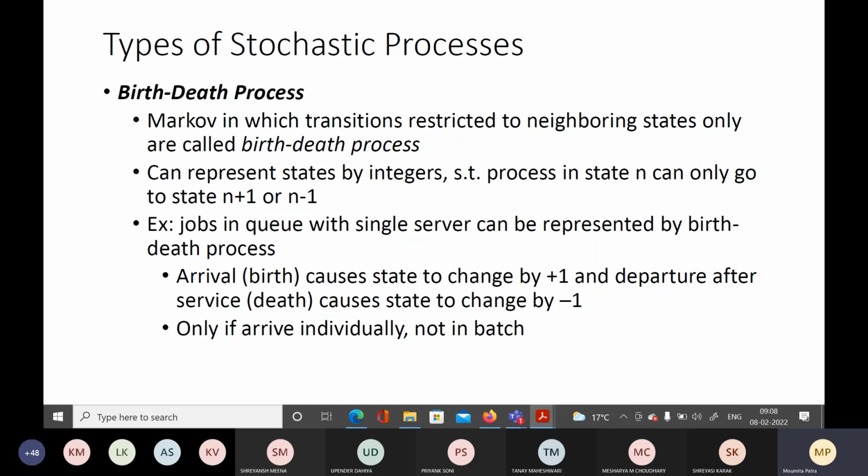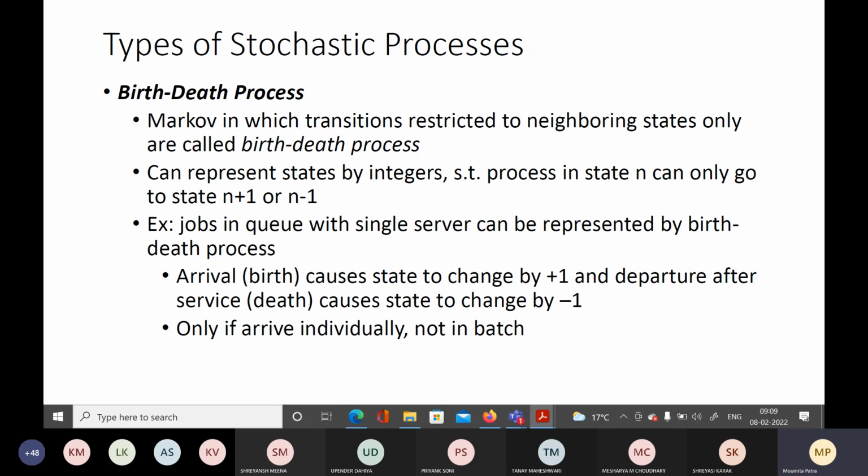Now, as you can see, an arrival or a birth causes the state to change by +1, and the departure after a service, which is known as a death, causes the state to change by -1. Okay, so this can happen only if the jobs are arriving individually, not in batch. If it happens in batches, then it becomes difficult.